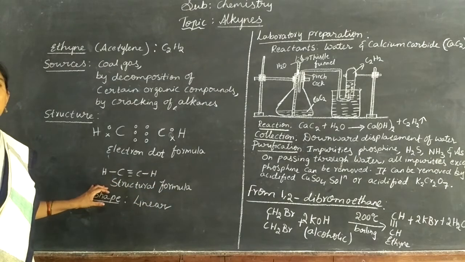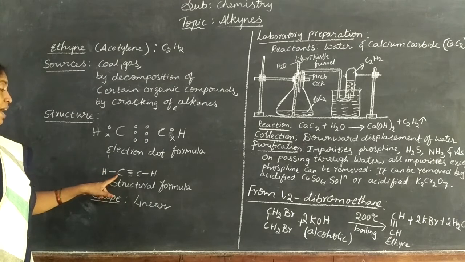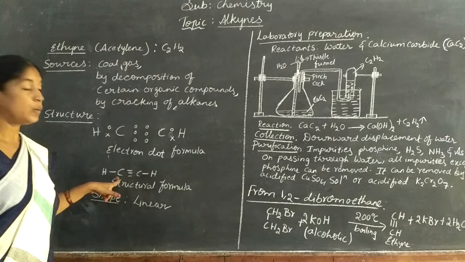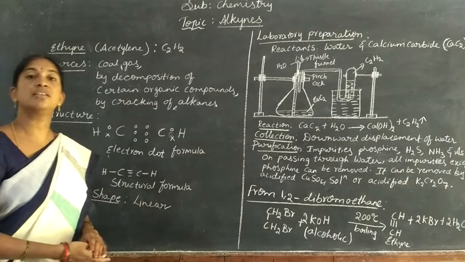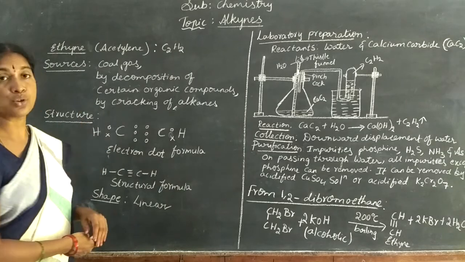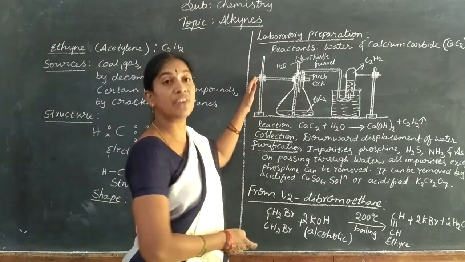And the shape of ethyne is linear. Between carbon and hydrogen, there is a single covalent bond, and between carbon and carbon, there is a triple covalent bond. This is about the structure and sources of ethyne. Now we will discuss the laboratory preparation of ethyne.